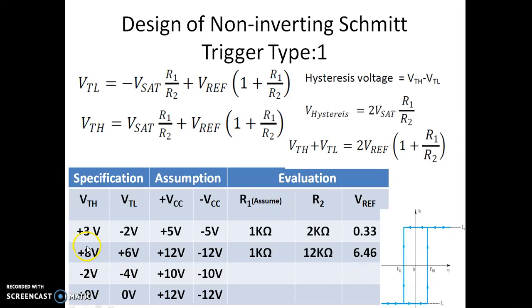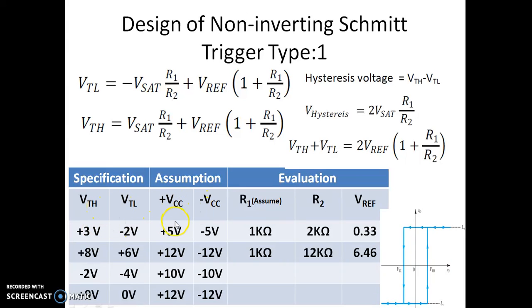Now care should be taken that while considering the specifications, the higher threshold voltage should always be more than the lower threshold voltage. Now you can see we have both positive, both negative, and one can be zero. This can be achieved by changing the reference voltage, and of course we have to assume one resistor and we can get the resistance of the second one. So this is the specification.